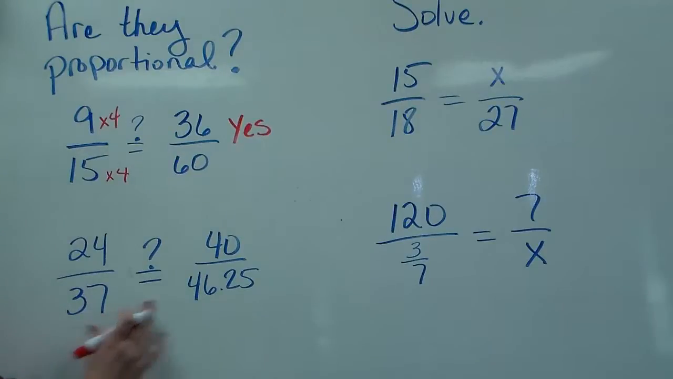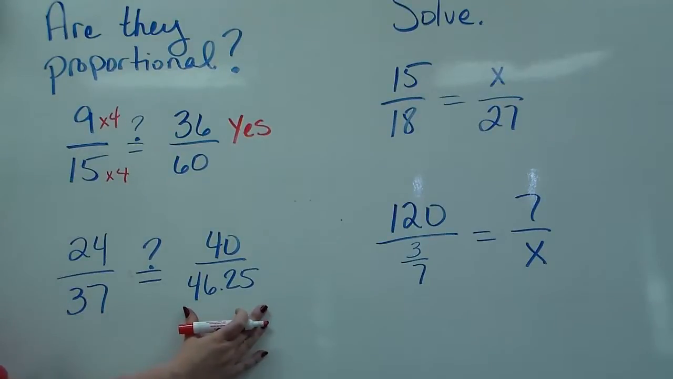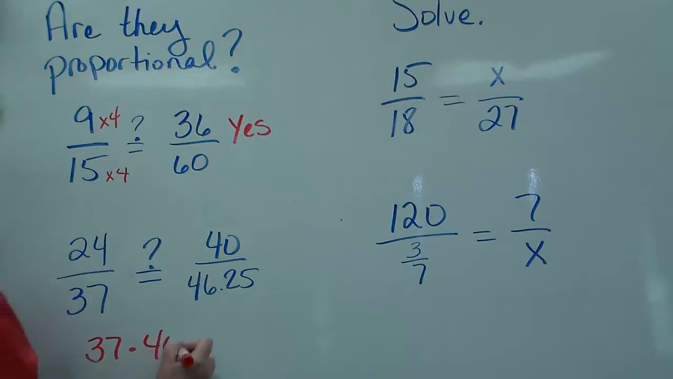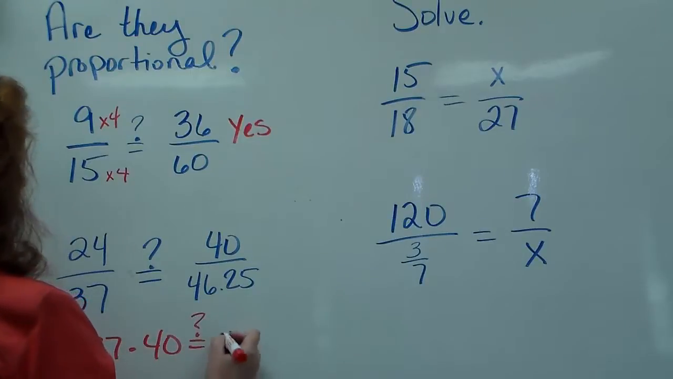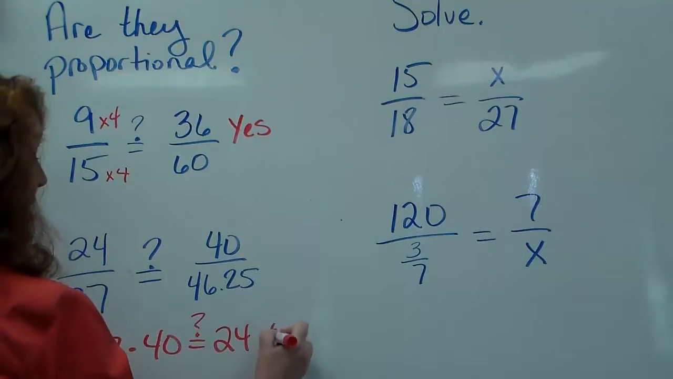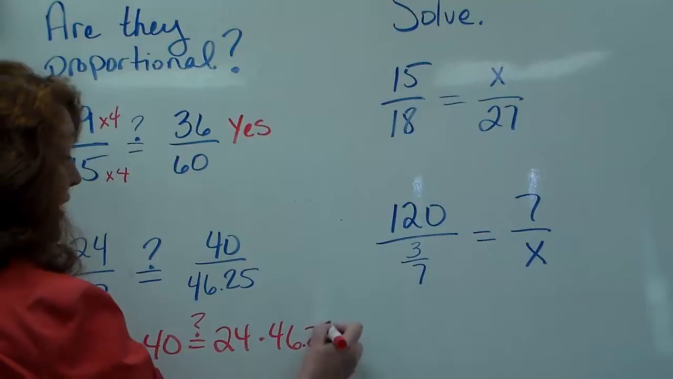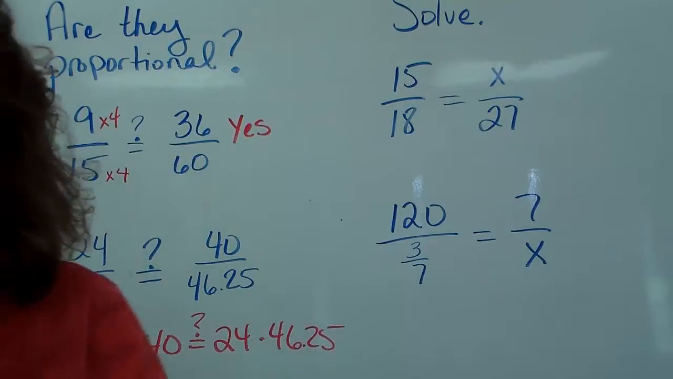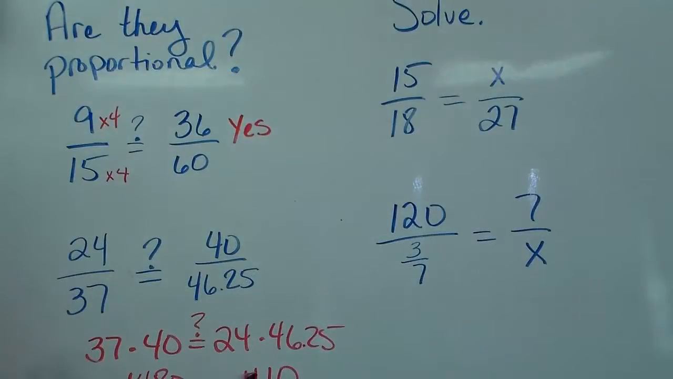However, I can't make 37 into 46.25. So here I'm going to use cross products. So I want to work 37 times 40. Does it equal 24 times 46.25? And I'm going to get out my calculator, and I'm going to find that no, they don't equal at all. So these are not proportional.